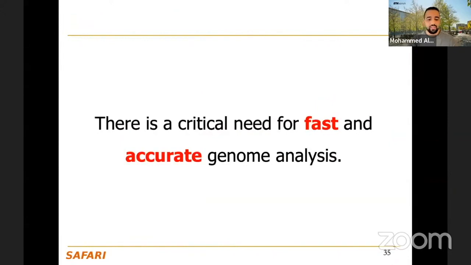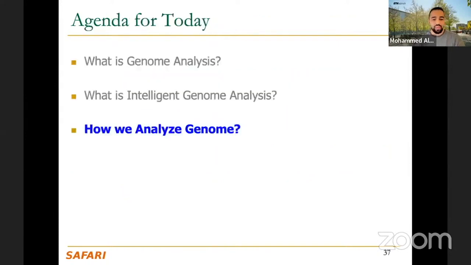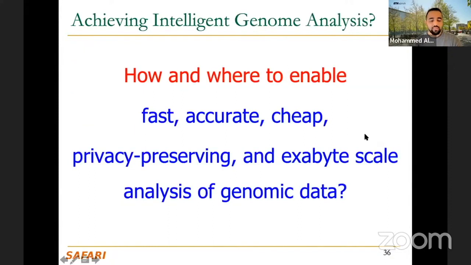And there is a critical need for fast and accurate genome analysis in general, regardless of whether you are analyzing a bacteria or a disease or whatever the purpose. Normally the accuracy is an important factor. Now the question is still open to us, how and where to enable fast, accurate, cheap, privacy-preserving, exabyte scale analysis of genomic data. In SAFARI Research Group, we are targeting different places to do the analysis.